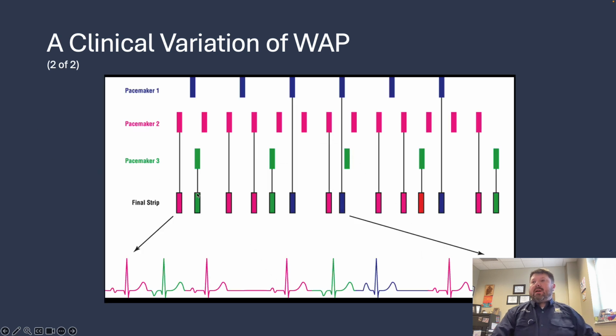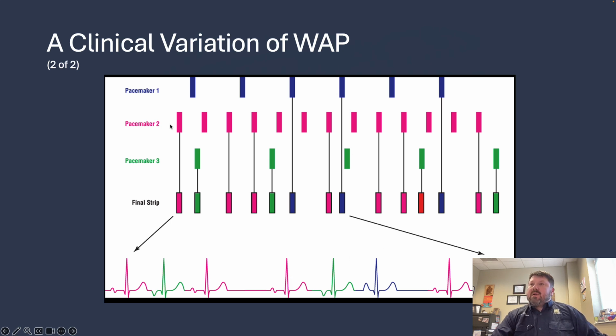So this is just a very busy graph that's showing what it's going to look like on the final strip. So in this clinical variation of WAP, in this example, you've got 3 different pacemakers. Pacemaker 1, indicated in blue, is from one area of the atria. Pacemaker 2, indicated in pink, is from another area, and pacemaker 3, indicated in green, is from another area. You'll see that the first complex, the pink fired; the second complex, the green fired; third complex, the pink fired. You have a little bit of an irregularity there, and then you see the blue come in.